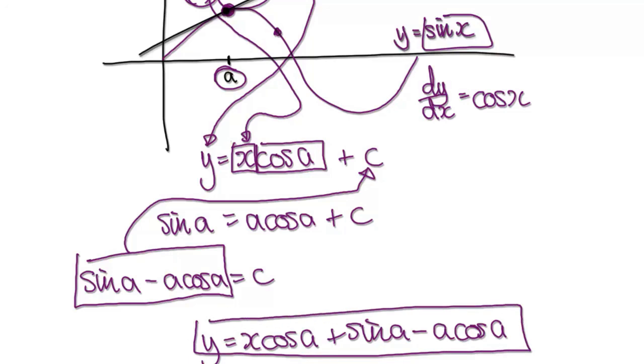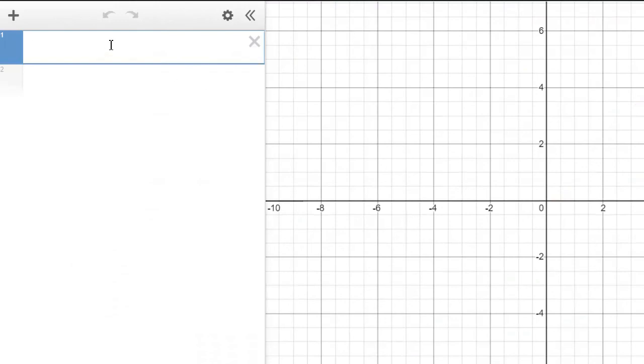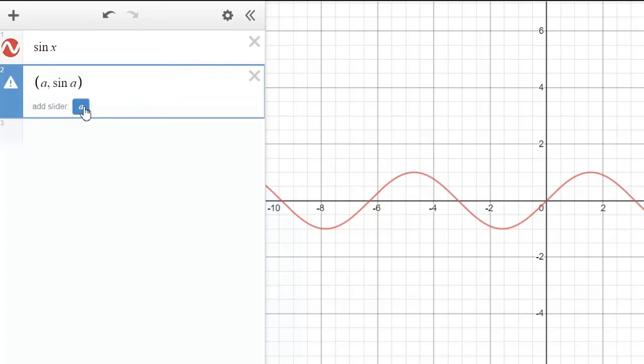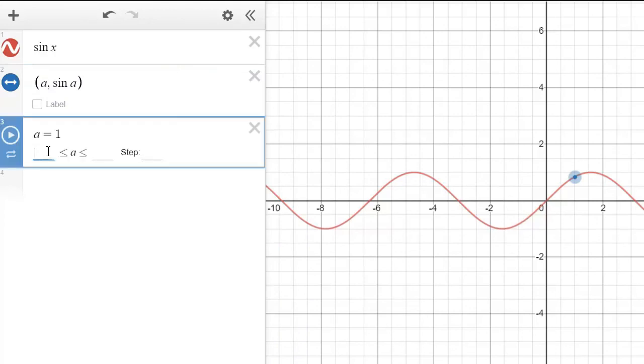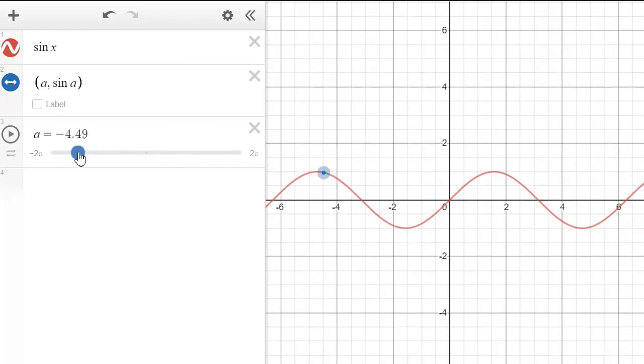So let's punch this into Desmos. Jump to Desmos, a new blank page, punch in our graph, sine of x. That will draw our sine graph. Add our point. Our point will be a comma sine a, close bracket. Add our slider, and we want our slider to slide from negative 2pi to positive 2pi. So now we can slide a back and forth.